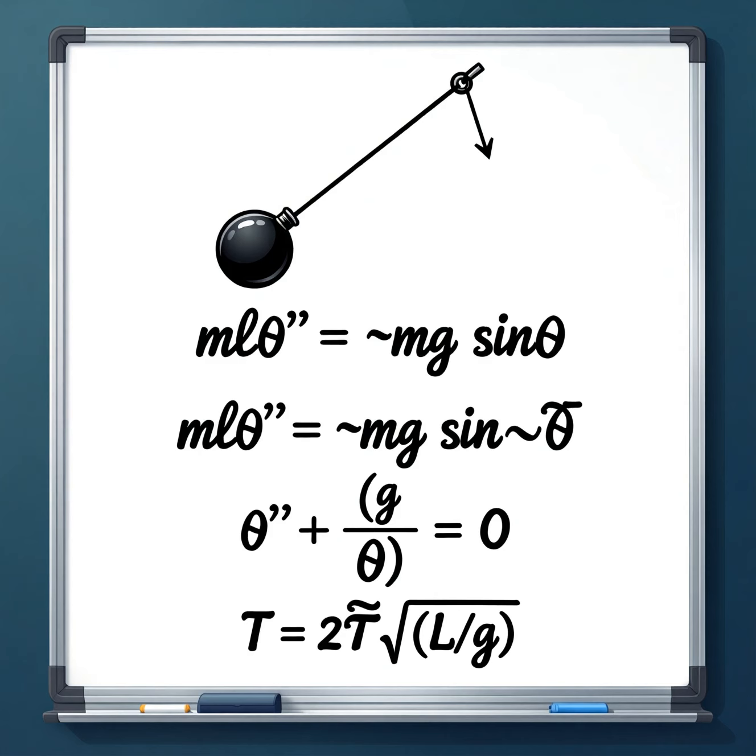Now we use the small angle approximation, sin θ ≈ θ, when θ is measured in radians.